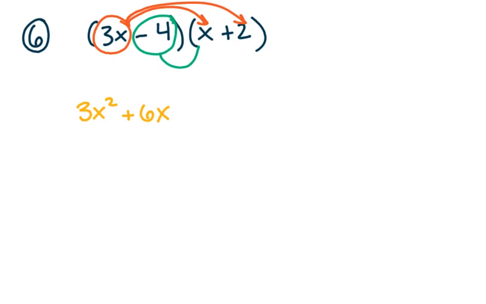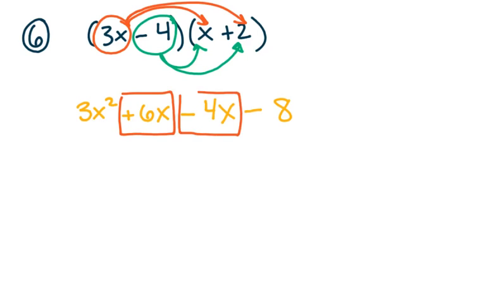A negative 4 times an x is going to be minus 4x. And distribute the negative 4 to the positive 2. And negative 4 times a positive 2 is minus 8. From here, I can look to combine my like terms. And when I do that, in standard form, my answer is 3x squared plus 2x minus 8.